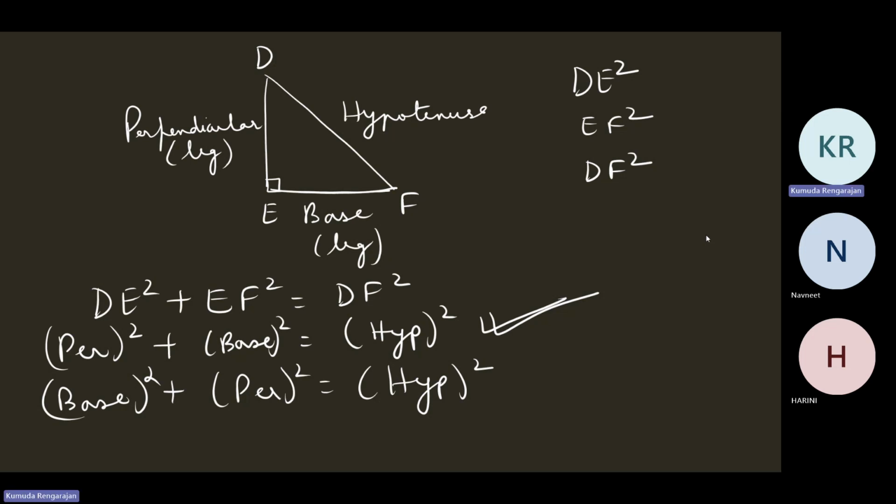So base square plus perpendicular square is equal to hypotenuse square, or perpendicular square plus base square is equal to hypotenuse square. So hypotenuse square stands alone on one side, and base square and perpendicular square are added on the other side. You can also write like this: hypotenuse square is equal to base square plus perpendicular square. This is also correct.